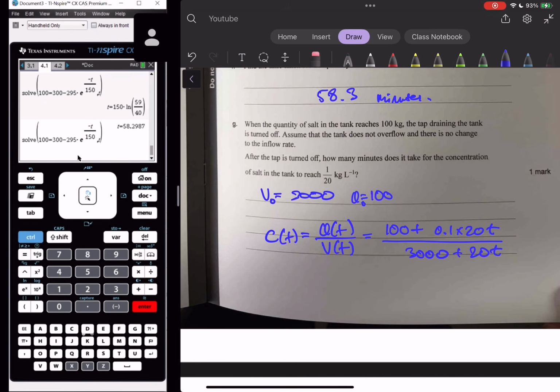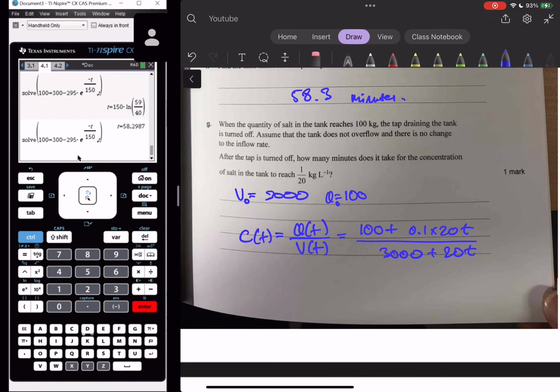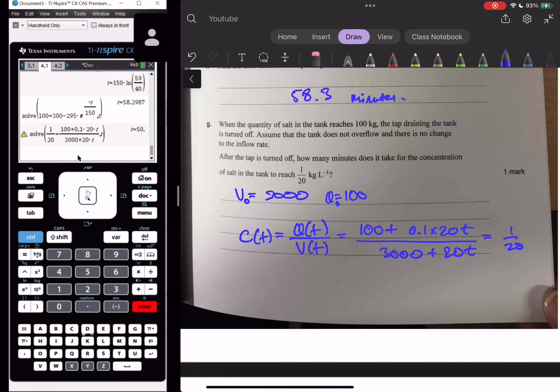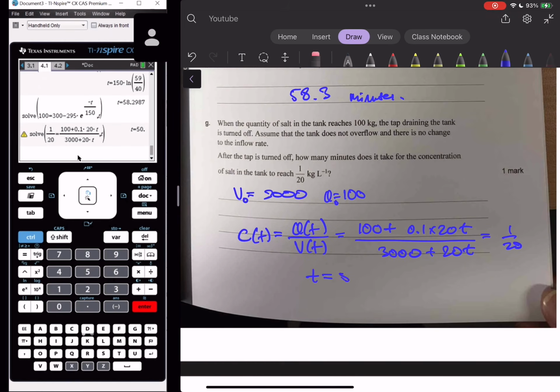And then we're just going to set this equal to, what do we want? 1 on 20. Let's solve that on the CAS. Nice and simple. 1 over 20 equals 100 plus 0.1 times 20 times t, divided by 3000 plus 20 times t. Solve with respect to t, and seems like we just get 50. t equals 50. We'll go with that as the answer.